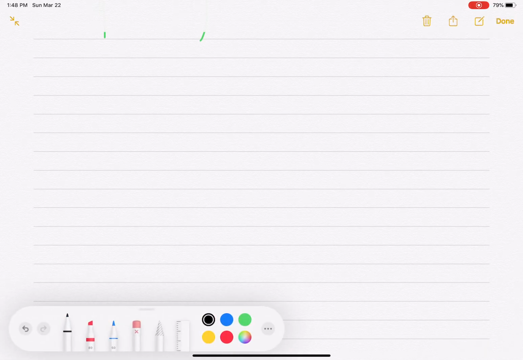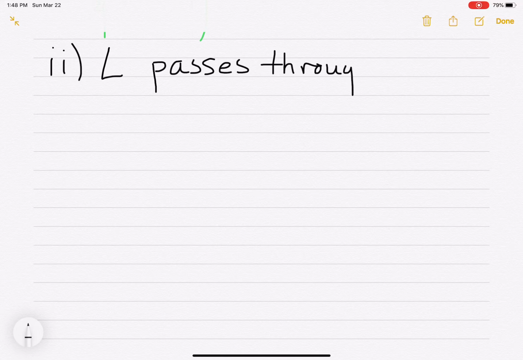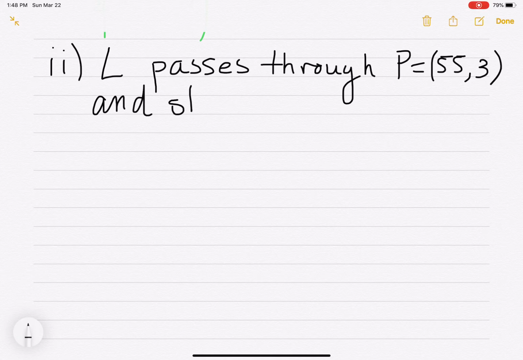Let's ask the question: find the equation of the line L that has the following characteristics. It passes through the point (55, 3) and has a slope of 0. It has slope m equals 0.